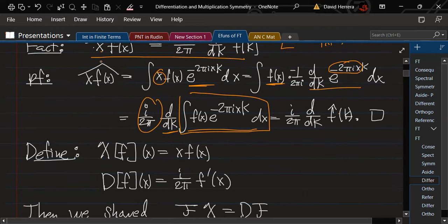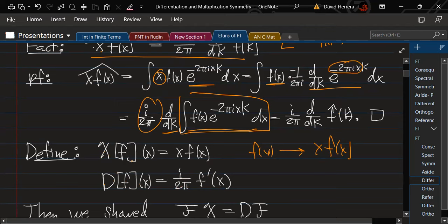We're going to formulate this in terms of operators. So let's define x to be the operator that takes a function f of x and maps it to x f of x. So it's multiplied by x. Define d to be the operator that takes f, takes its derivative, and multiplies by i over 2 pi. Now, what's so nice about these operators?